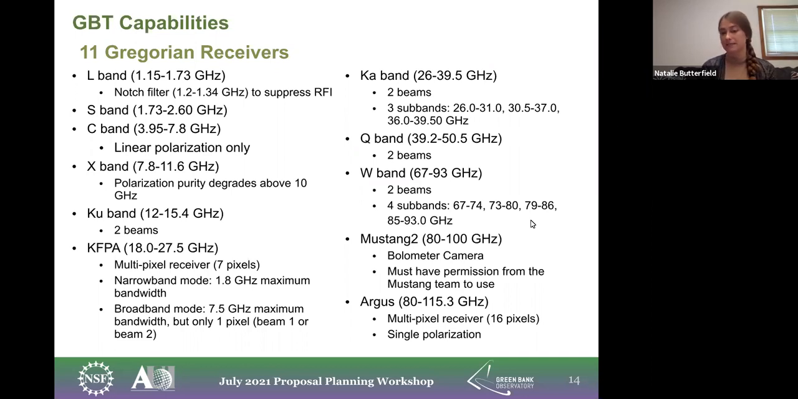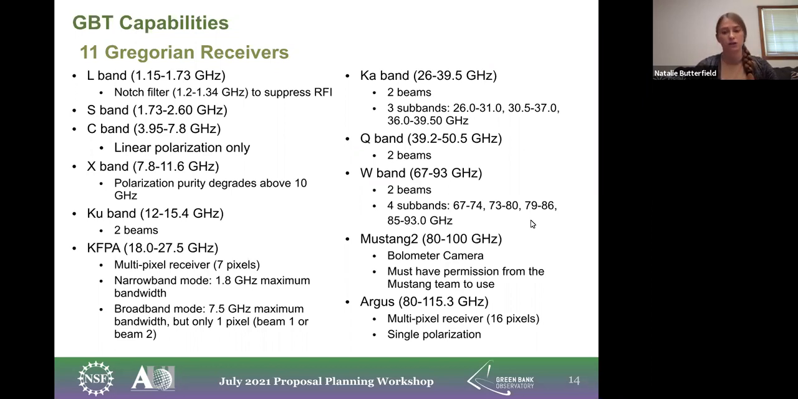We also have Mustang 2. Mustang 2 is a bolometer camera. This is commissioned by the University of Pennsylvania. And if you're interested in using Mustang, which is essentially a continuum observation, you need to have permission from the Mustang team to use this. So if you're interested in using Mustang, please drop either a comment in the chat or Q&A box, and we can pass you the information on how to contact the Mustang team.